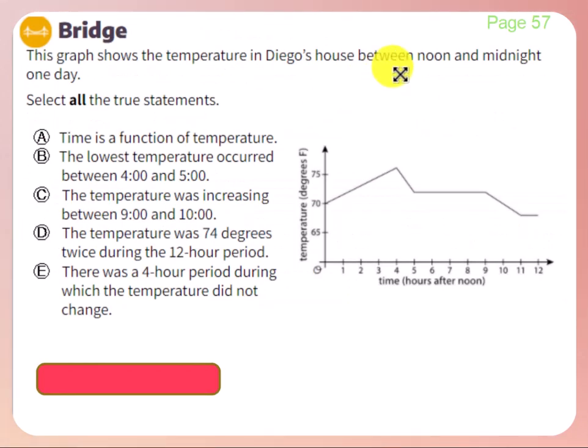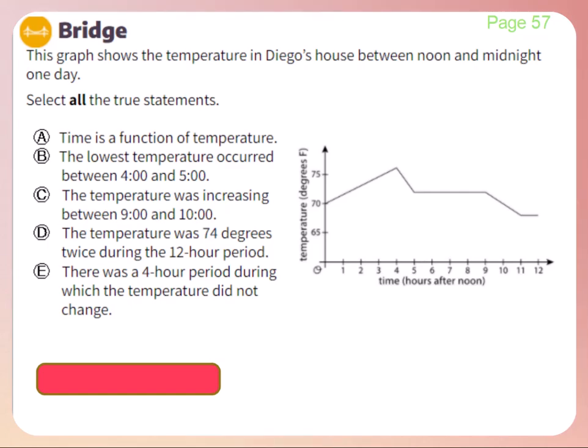All right, now go ahead and turn to page 57 and start on the bridge for lesson 6. We have the graph that shows the temperature in Diego's house between noon and midnight. So 0 is going to be noon, and then 12 is going to be midnight. Select all the true statements. All right, hopefully you had some time to do this. Pause the video and come back.